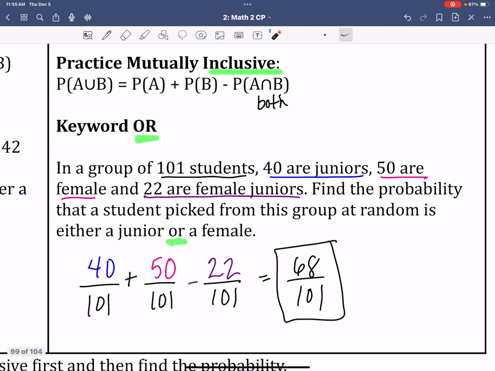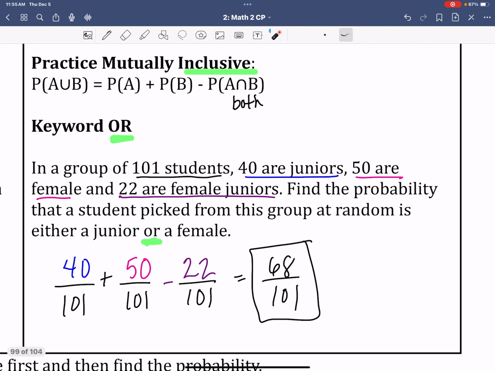All right, for mutually inclusive, this means they could potentially happen at the same time. So you're going to take your two probabilities and add them together, but subtract or take out the part that is overlapping. Again, keyword "or," so we're looking for that. In a group of 101 students, 40 are juniors, 50 are female, and 22 are female juniors. Find the probability that a student picked from this group at random is either a junior or a female.